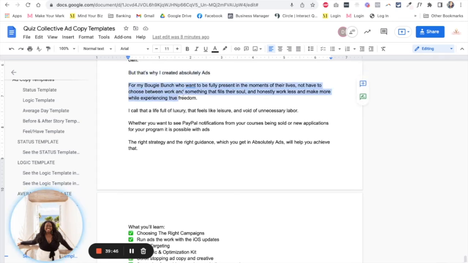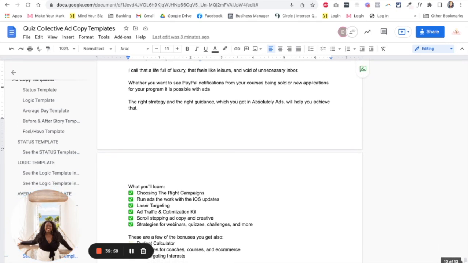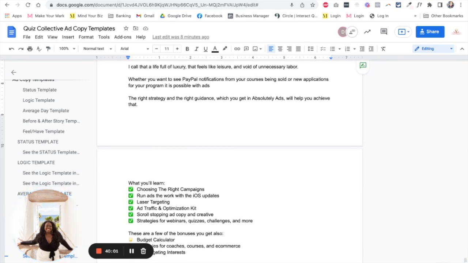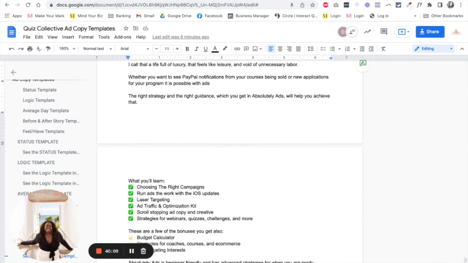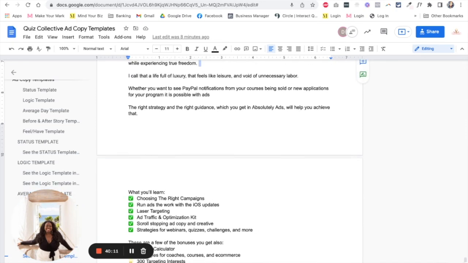And then I jump into my solution and I tell them who I created this for. The people who want to be fully present in the moments of their lives. Those who don't want to choose between work and something that fills their soul. And they honestly want to work less and make more money while experiencing true freedom. And I call that a life full of luxury. And that feels like a life full of leisure and void of unnecessary labor. That is something that's very important to me and to my audience.